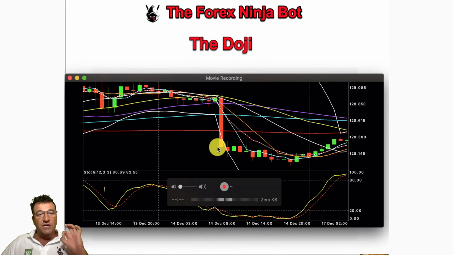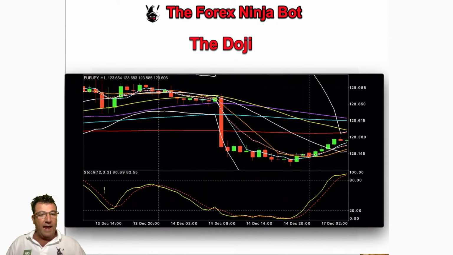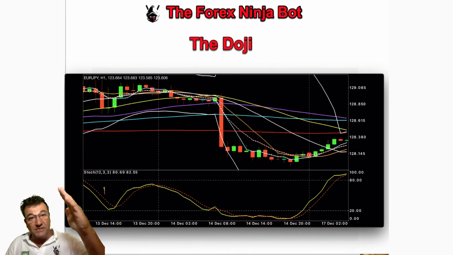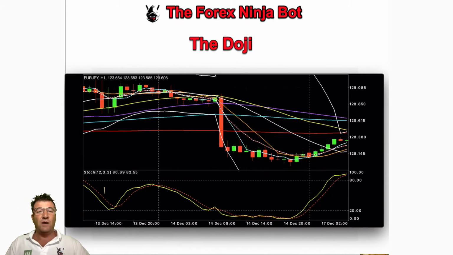So the doji is what you need to be looking for, and I'm now going to explain to you in the next video what to do when you see a doji in a long position, and what to do when you see a doji in a short position.